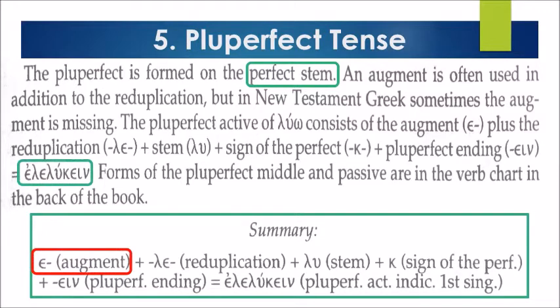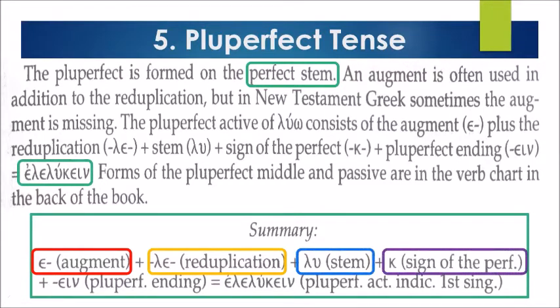So we have, of course, the augment. But of course, in the New Testament, the augment is not seen. But in the pluperfect, you can see the augment plus the reduplication of lu. As you can see, lu is duplicated with the lambda and added by an epsilon. And lu is the stem, plus kappa is the sign of the perfect, and ein, the pluperfect ending. That's why it becomes elelukein. This is a pluperfect active indicative first singular of the word luo.